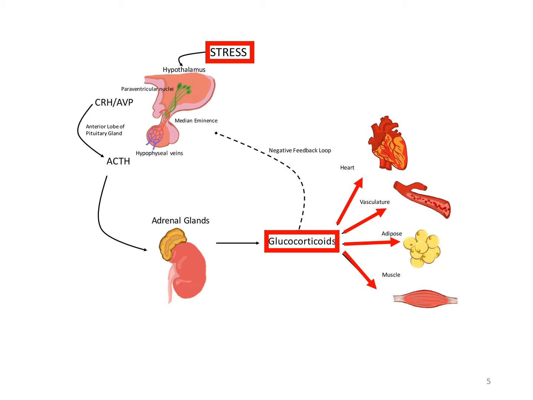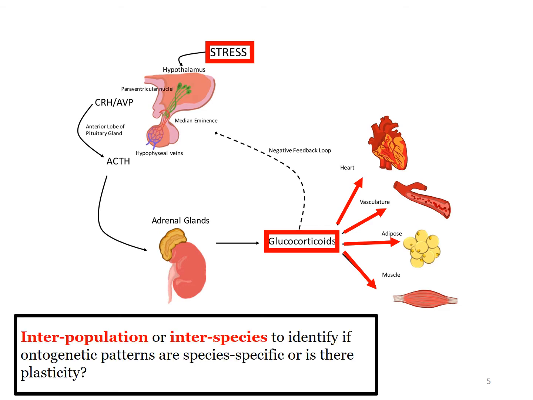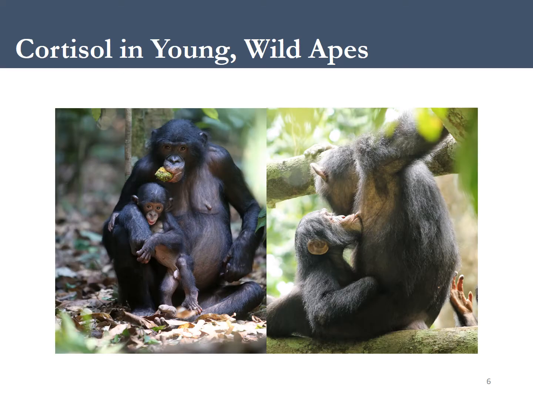There are many studies mapping glucocorticoid levels across ontogeny. However, the developmental literature currently lacks interspecies or interpopulation analyses to fully explore the extent to which ontogenetic cortisol patterns are stereotypic within a species, or whether there is a lot of plasticity to socio-ecology. To address this, we performed a study looking at HPA activity across ontogeny in young chimpanzees and bonobos.